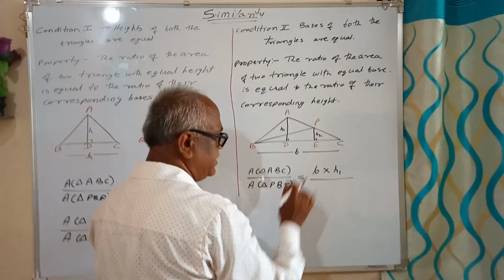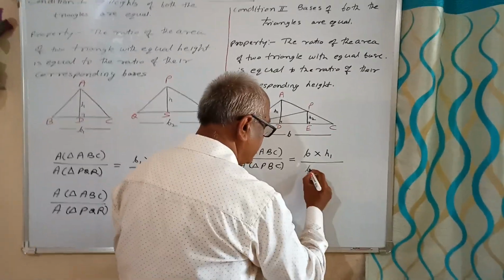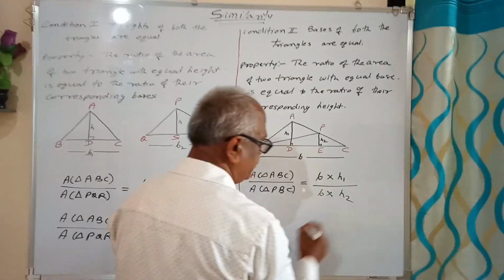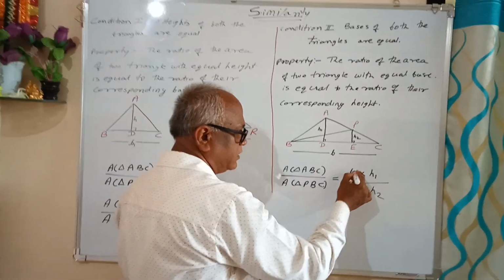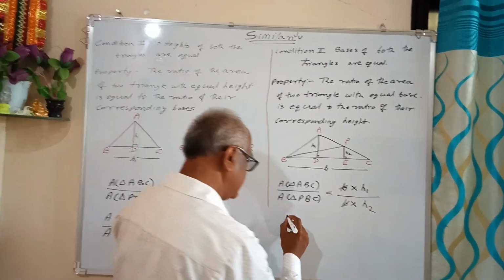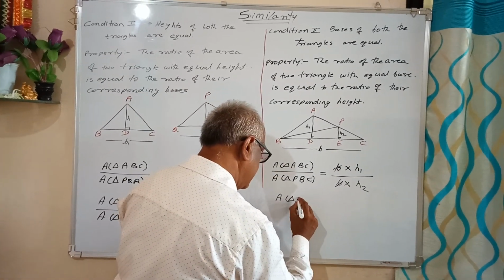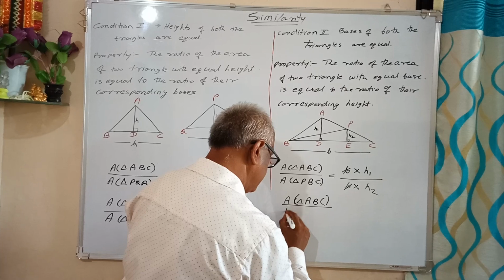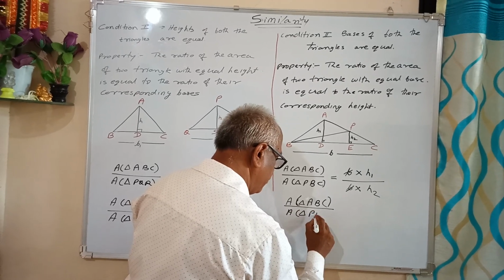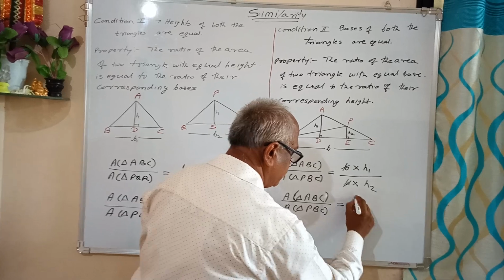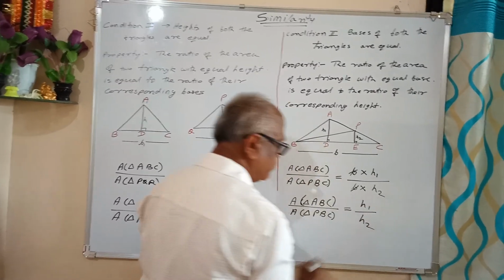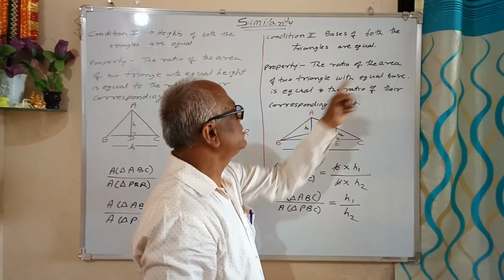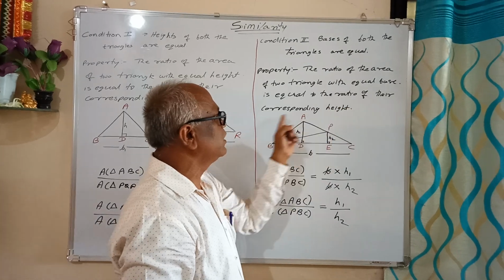In triangle PBC, BC is the base, and the height is PE, which we take as H2. Now the base is common, so the B cancels. So the area of triangle ABC upon area of triangle PBC is equal to H1 upon H2. That is the property: the ratio of the areas of two triangles with equal base is equal to the ratio of their corresponding heights.